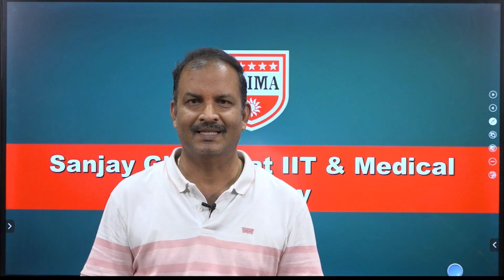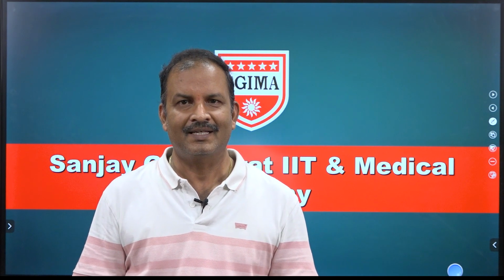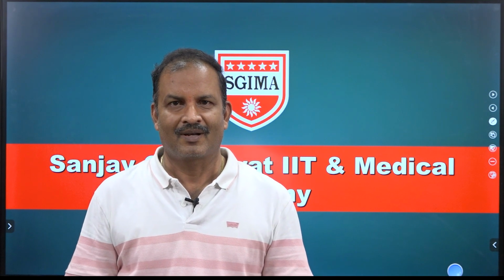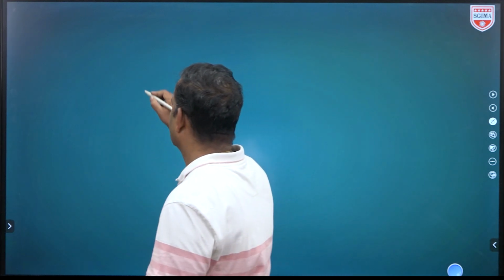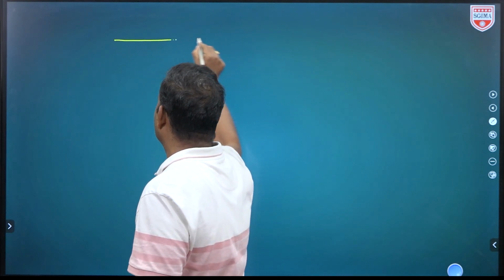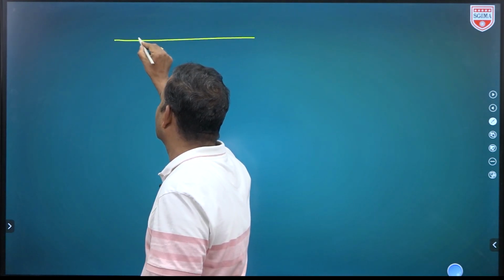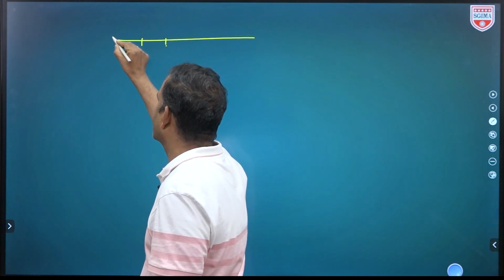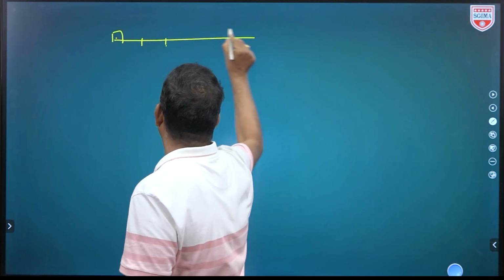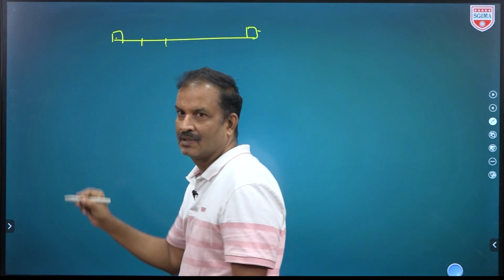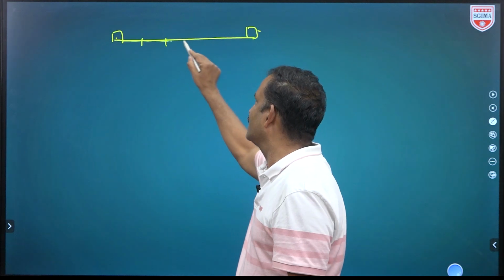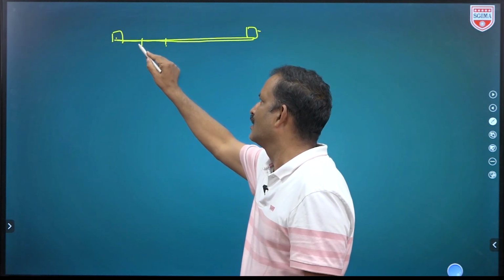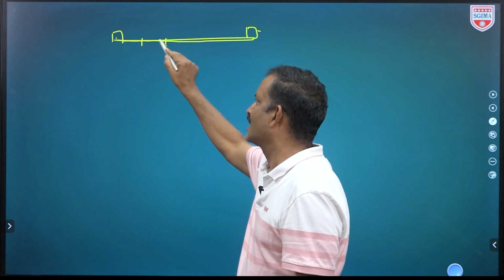Today I am going to discuss kinematics, in kinematics, calculus-based problems. So first of all, if we have displacement, that means the body is going from this point to this point. It has displacement. Now it has a variable velocity.